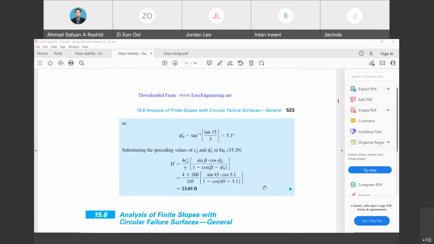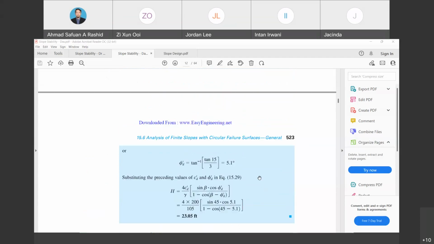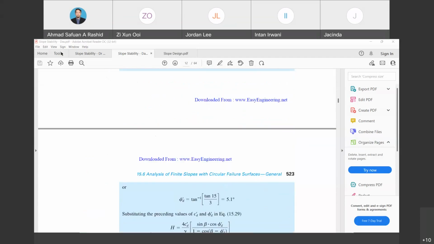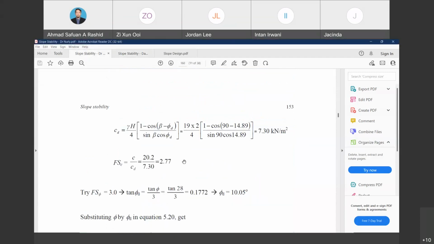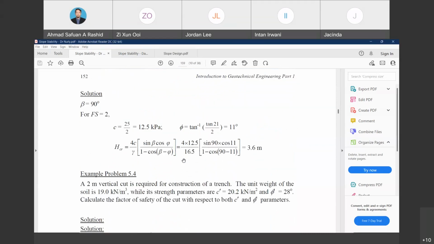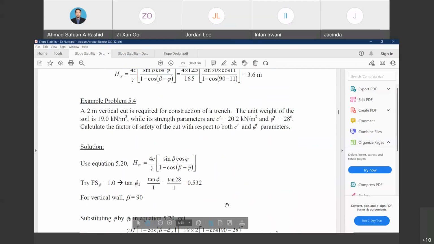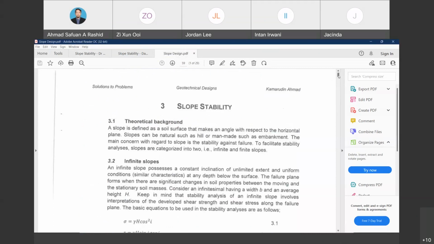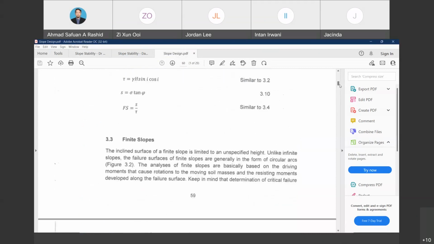So that is the example based on the textbook. It is similar to example number one in Dr. Noli's. Number two, for Dr. Noli, she uses the vertical cut. And the last example is for Dr. Kamarudin.